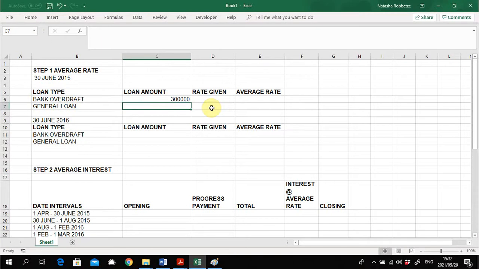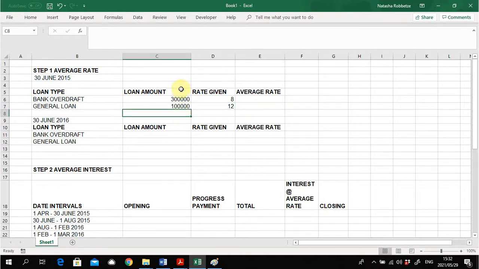And that gives us 300,000. The same will be done for the general loan, because the total general loan is worth 400,000, but it is received on the same date as the bank overdraft is approved. So it's 3 months within that year. The rates are given for the different types of funding. I believe that the interest rate is 8% for the overdraft and 12% for the general loan.